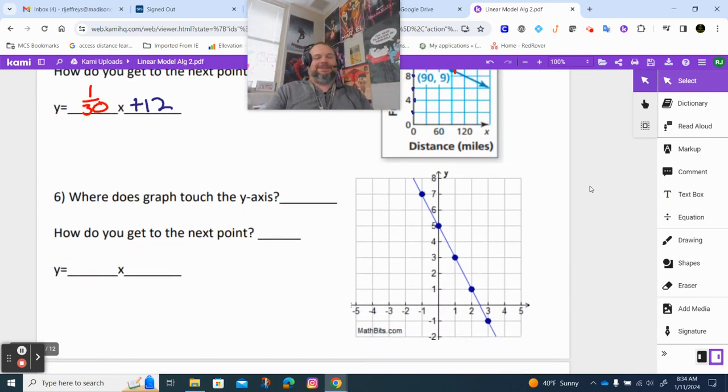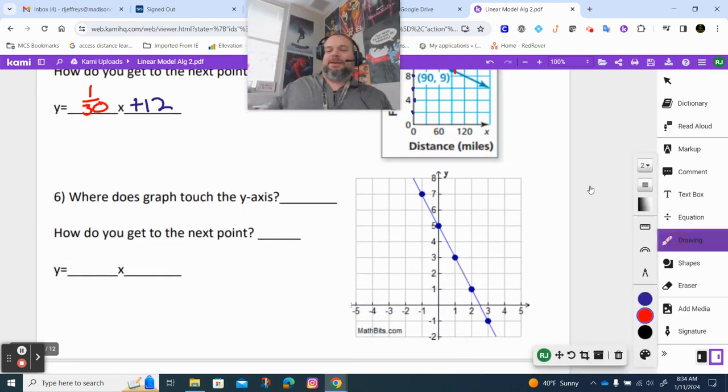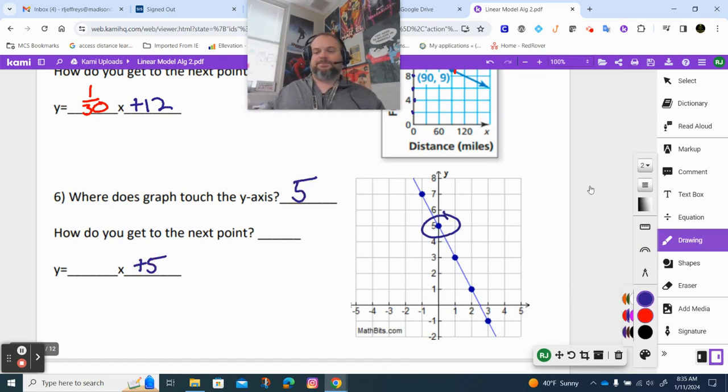All right. Number 6. Where does it touch the y-axis? 5. That's our K value, and it's a positive 5. All right. How do you get to the next point? Well, looks like we went over 1 and down 2. Well, over 1 down 2, that's the same thing as saying negative 2. Now, if you write negative 2 over 1 on the test, do you think I'm going to count off? No. It means the same thing.